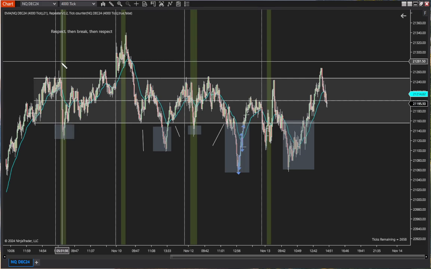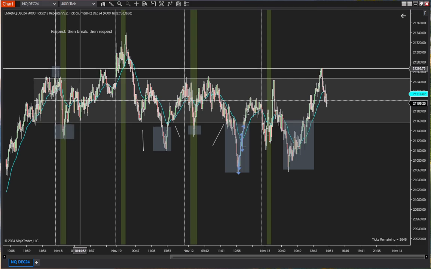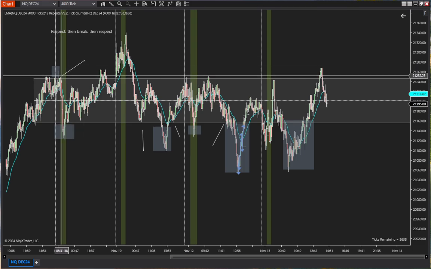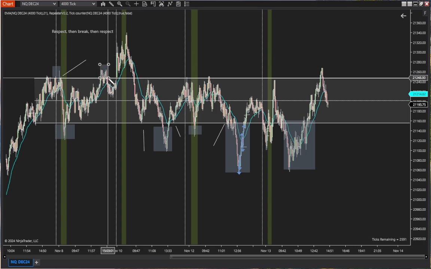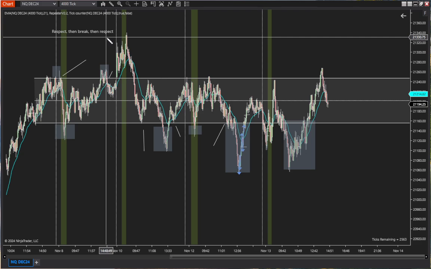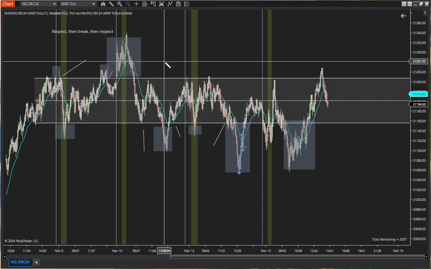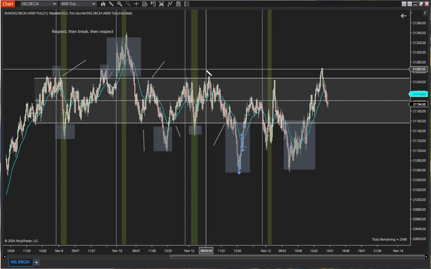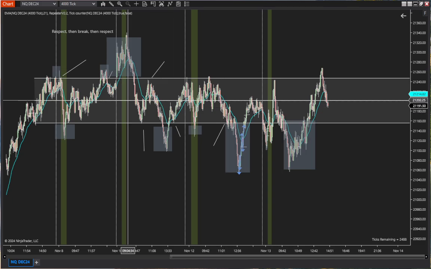But every time we broke above, right, we broke here, we respected right there. We broke here, we respected right after. We broke here. Where did we respect? Right there. Right? That's why I like the break and then respect.